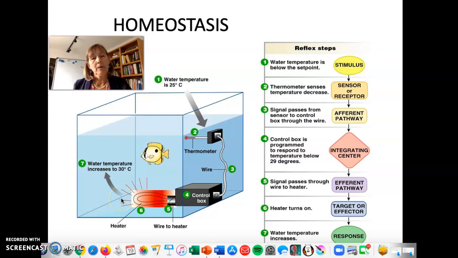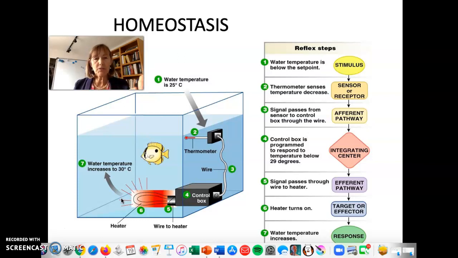Hello, all of you. We're here to talk about homeostasis. This is what this mini video is on. So I want you to look at this diagram that's in your textbook on this fish tank here and all the reflex steps that are shown to the right. So our book uses these steps as often as it possibly can with whatever mechanism we're talking about.